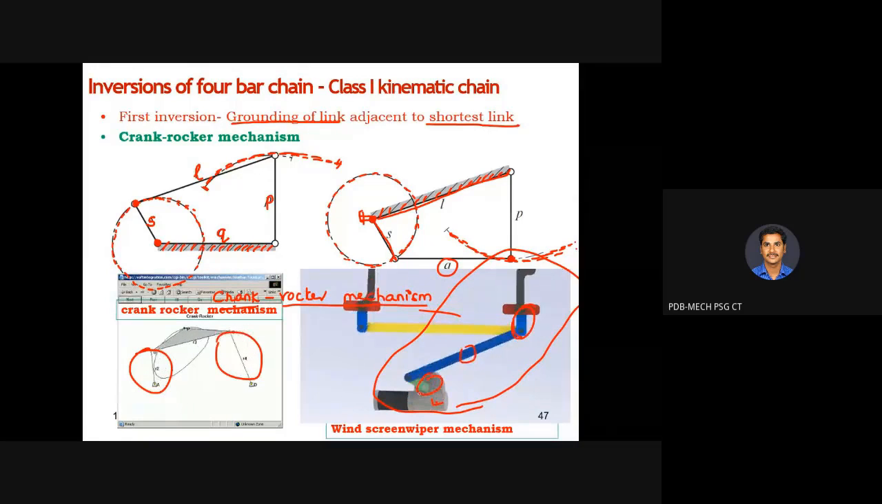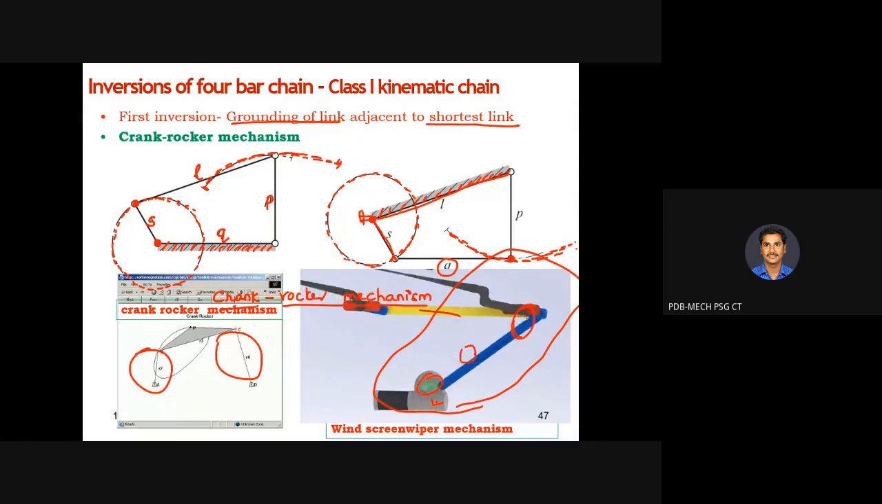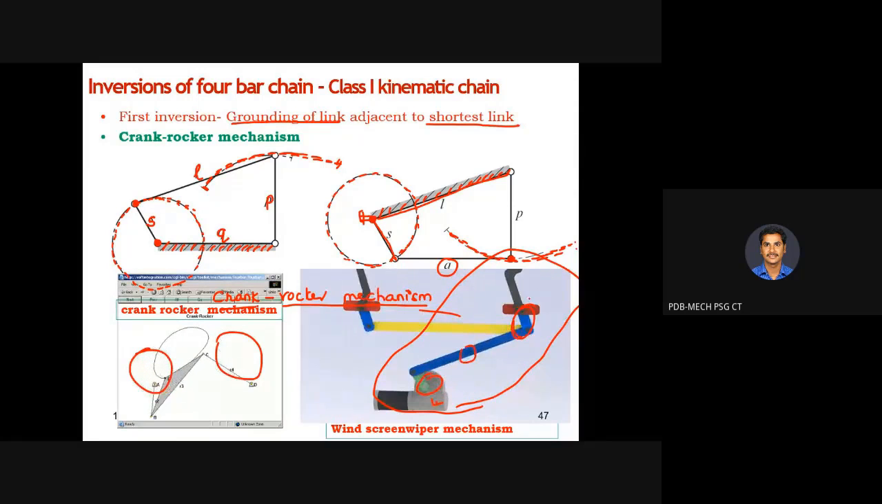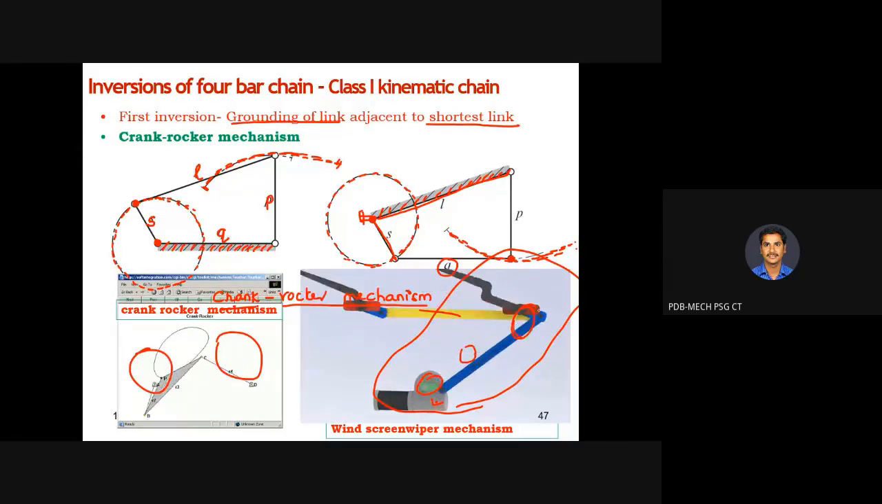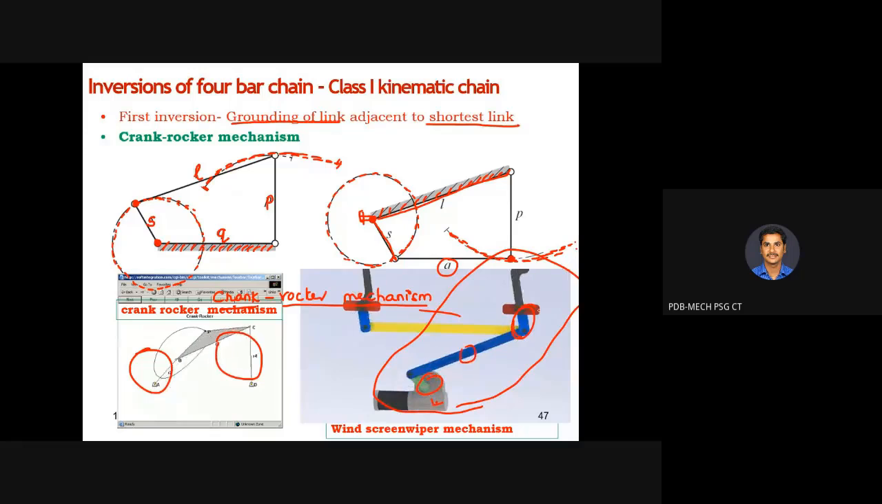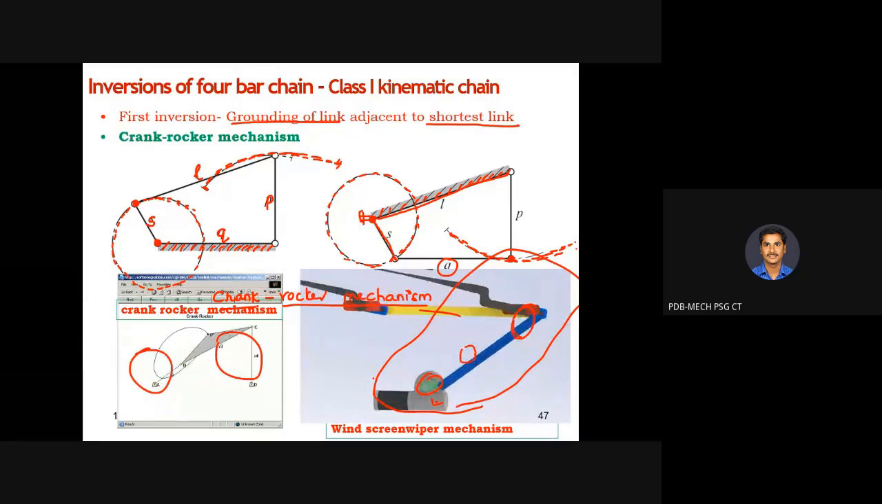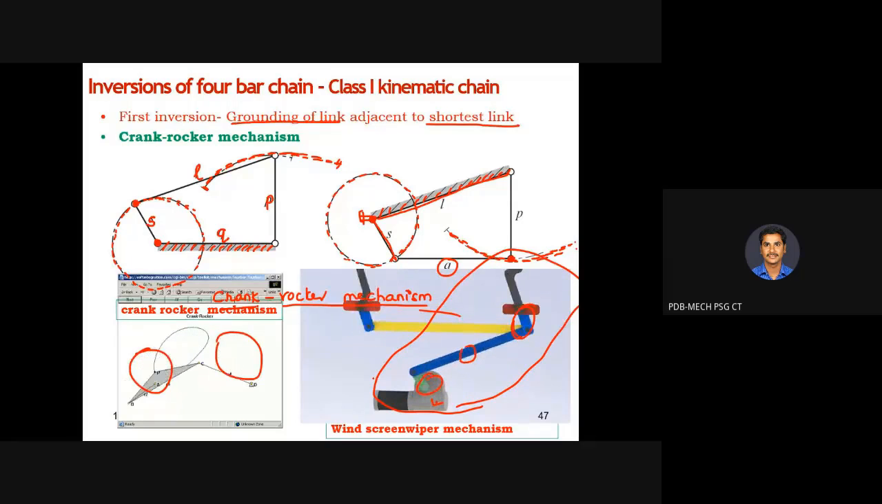The crank is rotating a 360 degree revolution, and the rocker is making a partial rotation. We have connected the windshield wiper blade to the rocker, so that the cleaning action happens. Clear? Is it clear? Shall we proceed? Yes, sir. Okay.